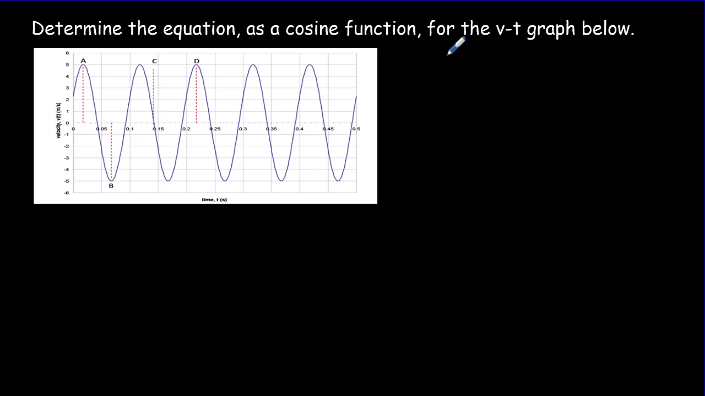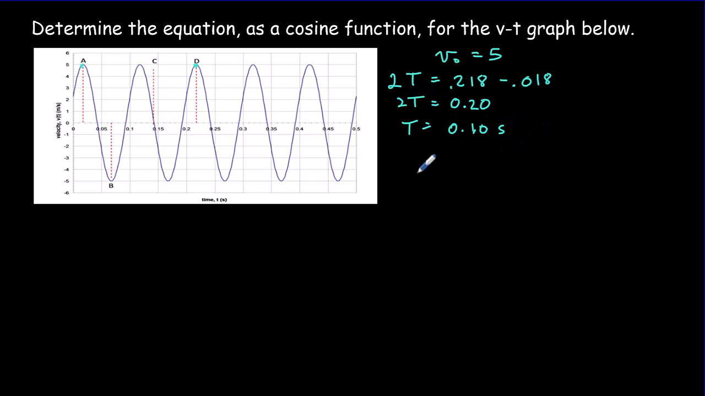So you probably started by noticing that the maximum velocity is 5 meters per second. Then you need to get the period. And if you go from point A to point D here, that's 2 periods. And D here is at 2.218 seconds. A is at 0.018 seconds. So 2 times the period is 0.2, and the period itself would be 0.1 seconds.